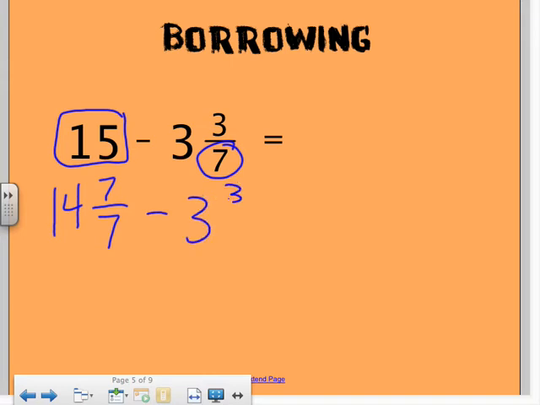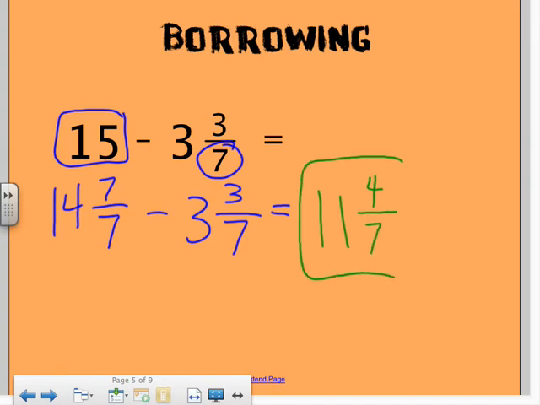But what's nice is now I can do my subtractions because I have some fraction to subtract from. So 14 minus 3, I get 11. 7 minus 3, I get 4 sevenths. And that's my final answer, okay? So if you have a whole number that's being subtracted and the subtraction part has a fraction, that whole number needs to get a fraction pulled out of it so that you can subtract from it.